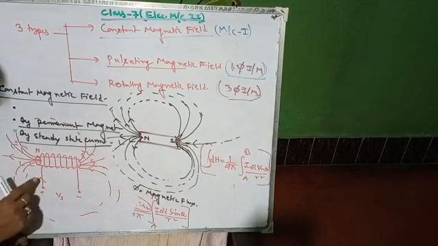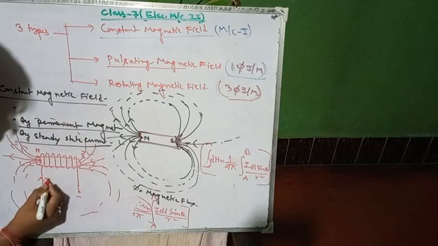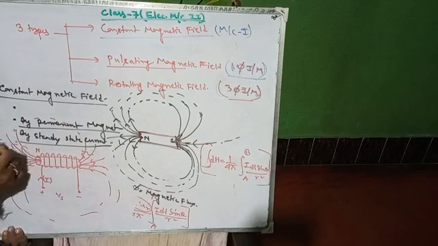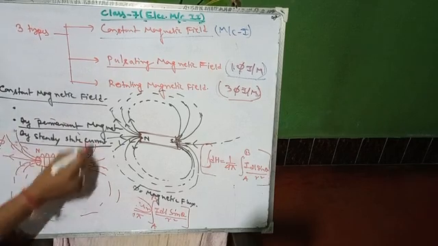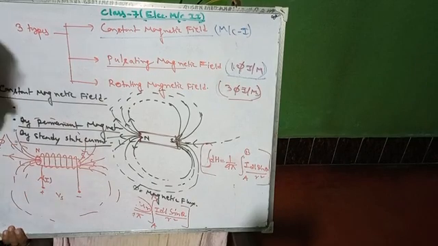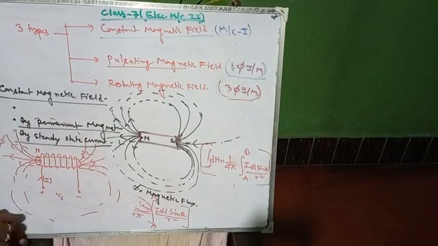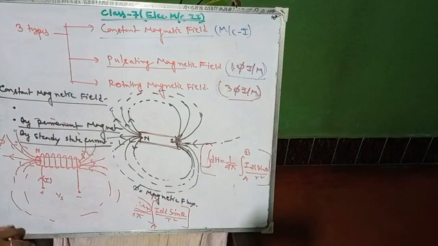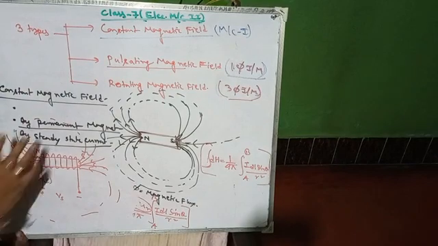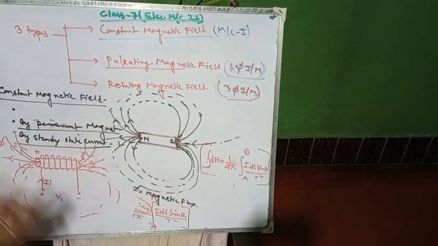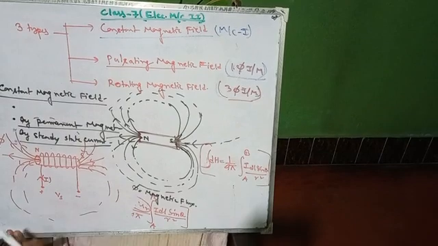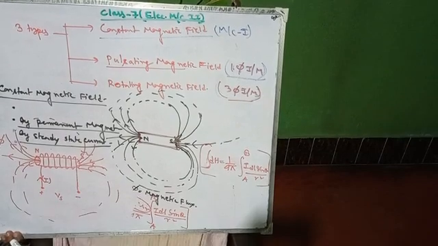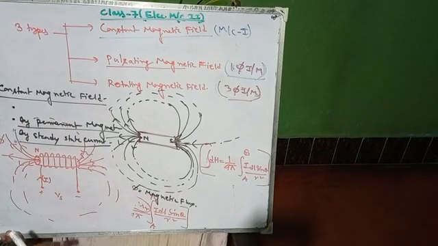When this current I is constant, the flux emitted from the north pole and absorbed by the south pole will be uniform, that is a constant magnetic field. This constant magnetic field has an application in your DC machine. In case of your DC machine, a constant magnetic field is applicable.